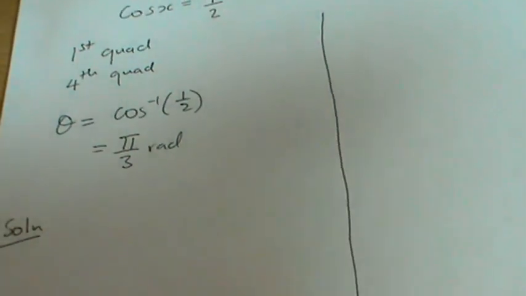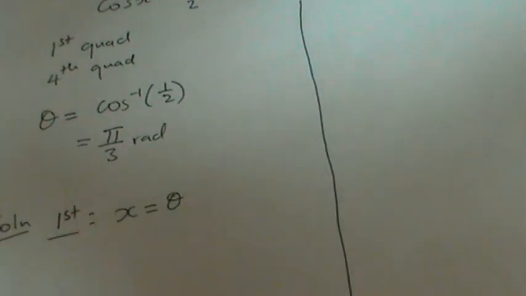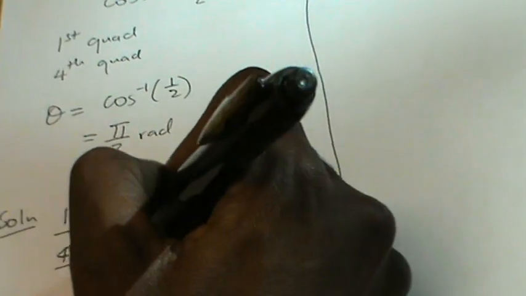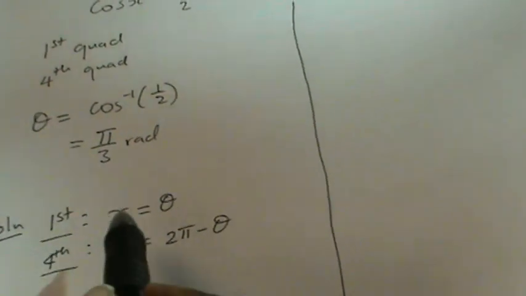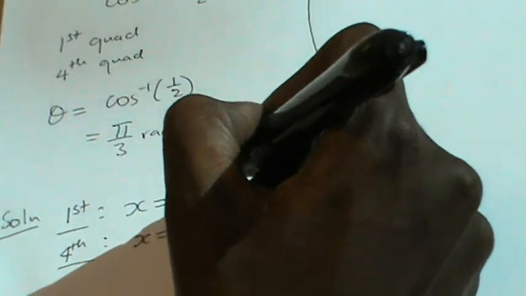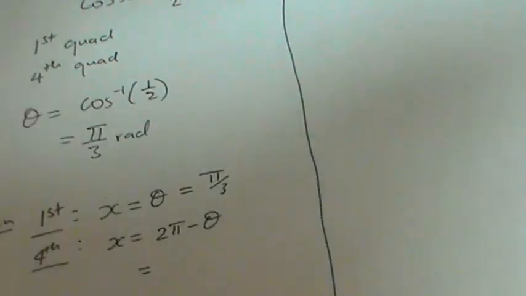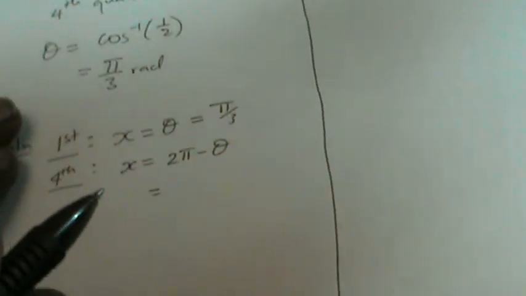Then to get the solution, I need to work out what the angles are in the first and the fourth quadrant. So in the first quadrant, x is just equal to theta, because in the first quadrant the angle is equal to the reference angle. And if it is in the fourth quadrant, then x is equal to 2 pi minus theta. So if x is equal to theta, this means x is equal to pi over 3. And if x is in the fourth quadrant, then x is equal to 2 pi minus pi over 3.